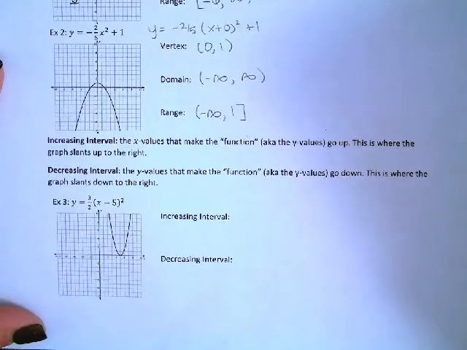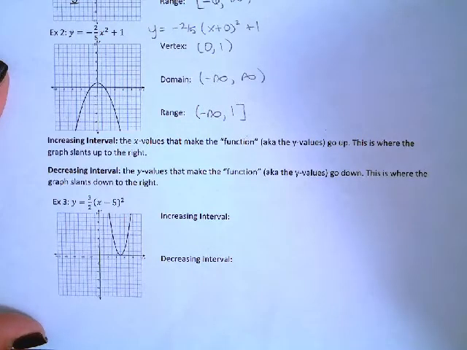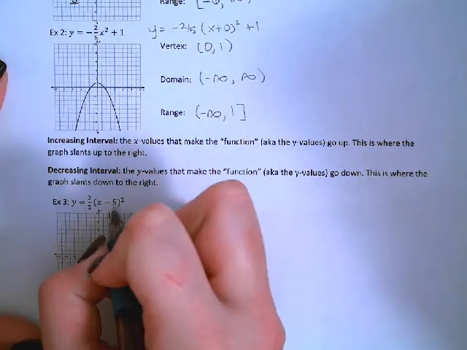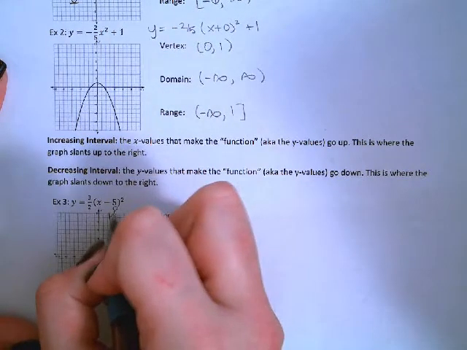Increasing and decreasing intervals. So again, we're looking at what x values make the equation have increasing y values, so going up. What x values make the function have decreasing y values, so it's going down. So I'm going to do just like I did before with the stick figure. I'm going to start with my stick figure right here.